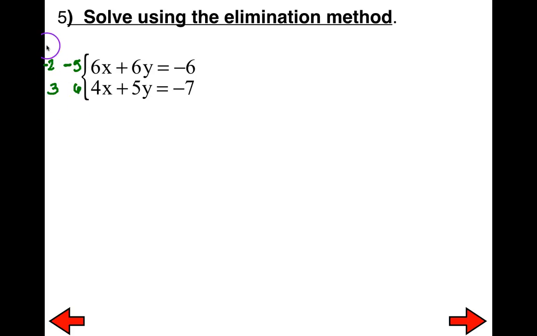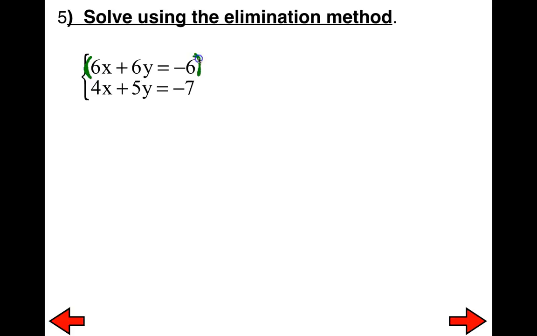I can eliminate the x's, or eliminate the y's. Hopefully you think about it and think to yourself, it might be better to eliminate the x's just because the numbers are smaller, and when the numbers are smaller, you tend to make less mistakes, but that's just something to keep in mind. Okay, so let's go ahead and eliminate the x's.